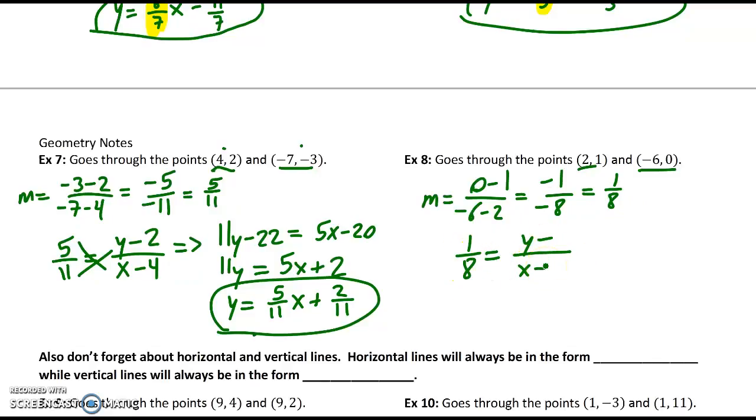And again, pick the easier point. I don't really mind which one you use. I'm probably going to go with -6, 0, just because it has a 0 in it. 0 is always nice. Okay.